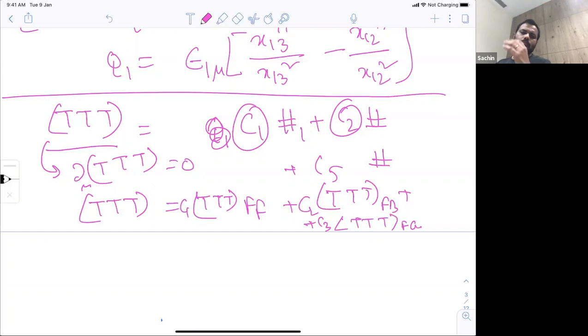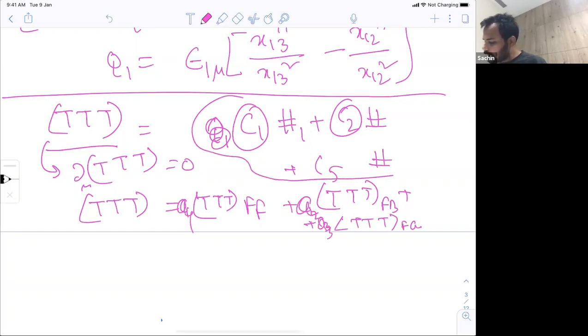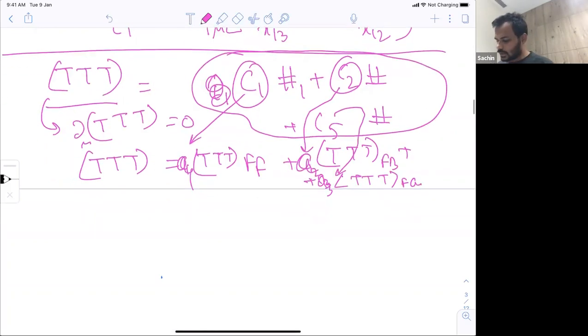To start with, you will get many structures. Let me call them A1, A2, and A3. You will start with here. If you write down all possible terms allowed in TTT, you will get many structures. But at the end, you'll be able to relate those things in terms of A1, A2, A3.